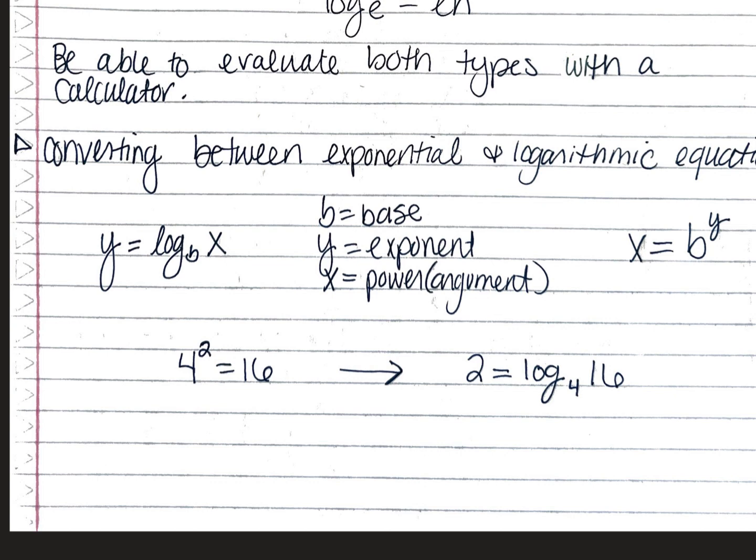Okay. So like if we have 4 squared equals 16, right? Your exponent is what it's equal to. The base is the base, and then 16 is 16. Okay, so just make sure you can write them both ways.